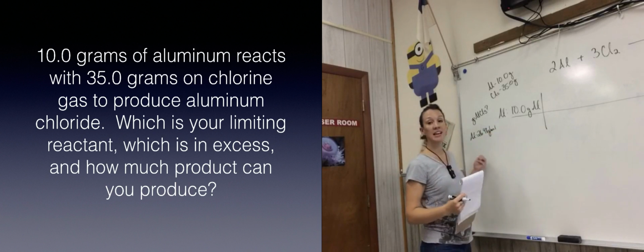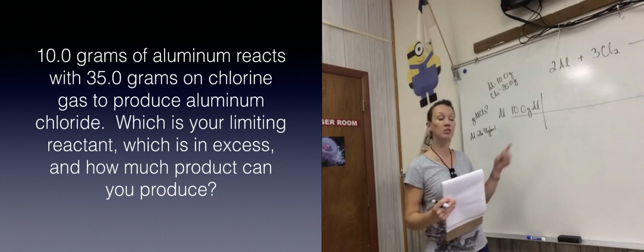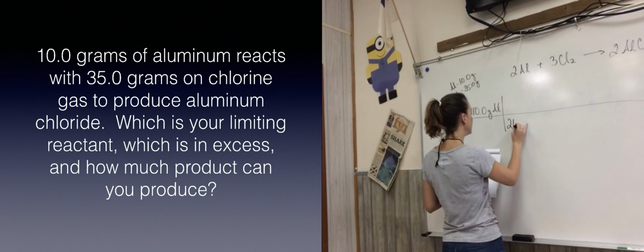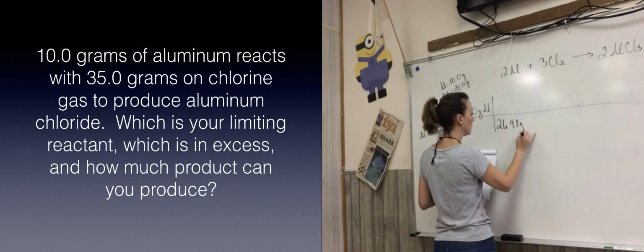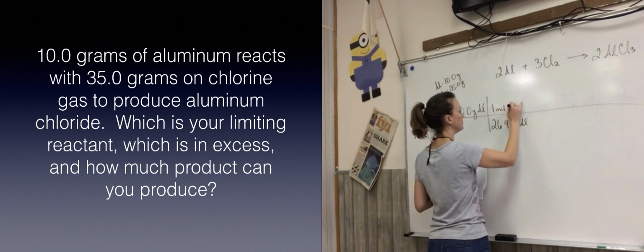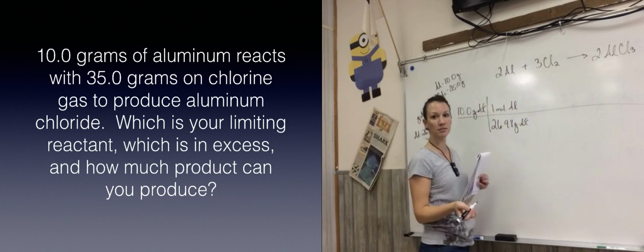Now if you notice, it doesn't have a subscript, so I don't have to do anything to that number. So all I'm going to do is automatically plug it in here. So I'm going to put the 26.98 grams on bottom and the 1 mole up on top. So my grams of aluminum cancel out.